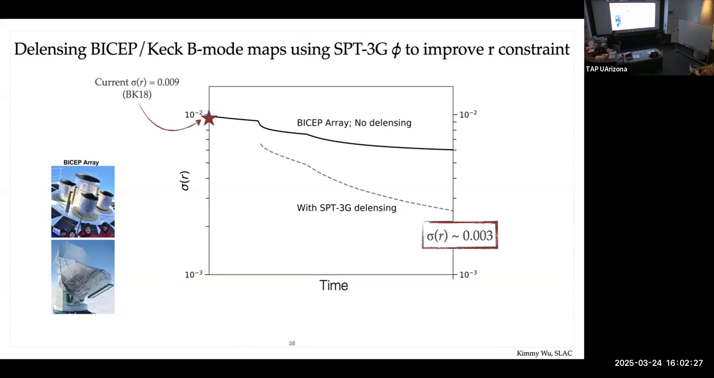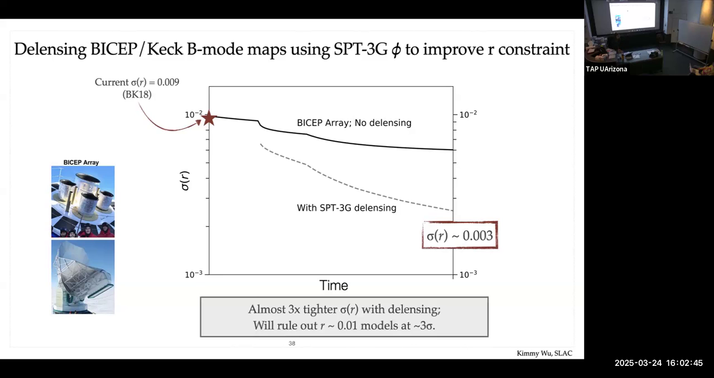The expected improvement on uncertainty of R of this measurement: this is BICEP Keck's latest sigma, about 0.01. Without delensing, this curve will plateau with some introduction of new receivers on the BICEP array side. With SPT3G delensing, we expect a factor of 2 to 3 improvement on the uncertainty of R. So what that means is that it can rule out R of about 0.01 models at 3 sigma.